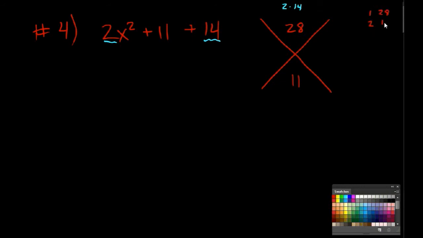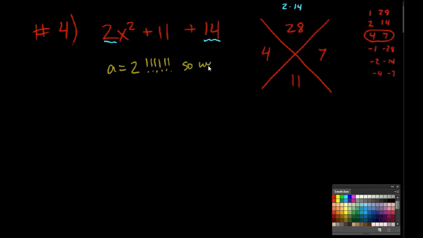So I'm just writing out our factors: 1 and 28, 2 and 14, 4 and 7, negative 1 and negative 28, negative 2 and negative 14, negative 4 and negative 7. Now if you knew beforehand 4 and 7 and you had that hunch, that's great. You don't have to write out all the factors. Now remember that a is 2, so we need to divide both of those numbers, 4 and 7, by 2.